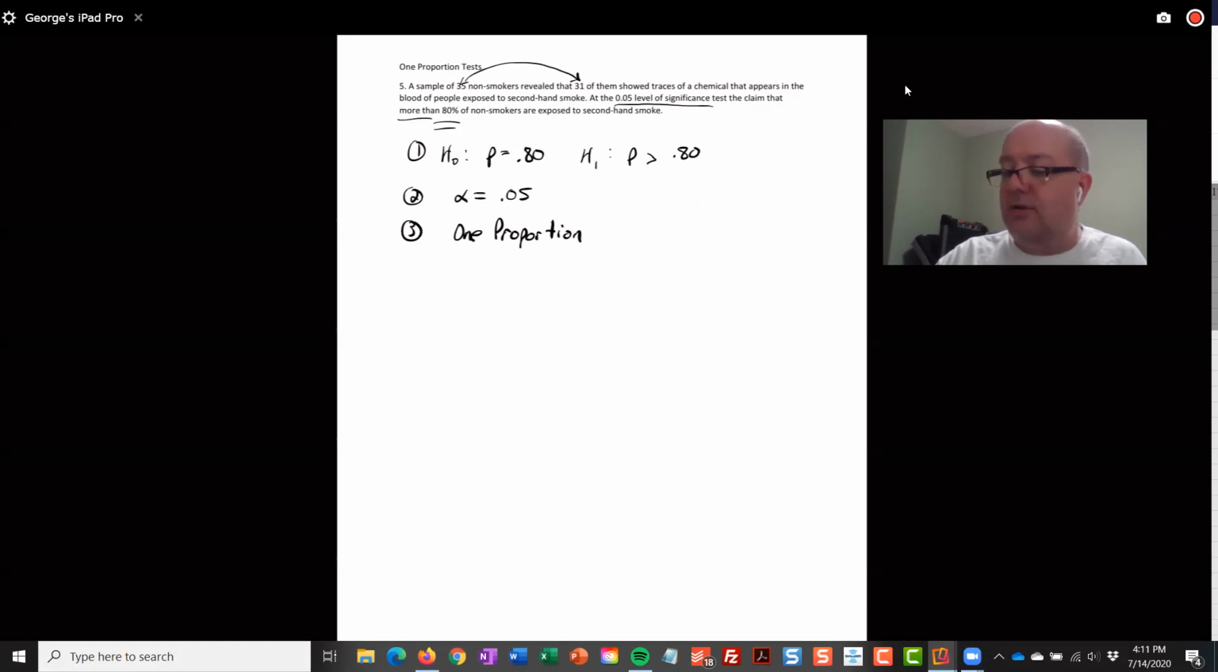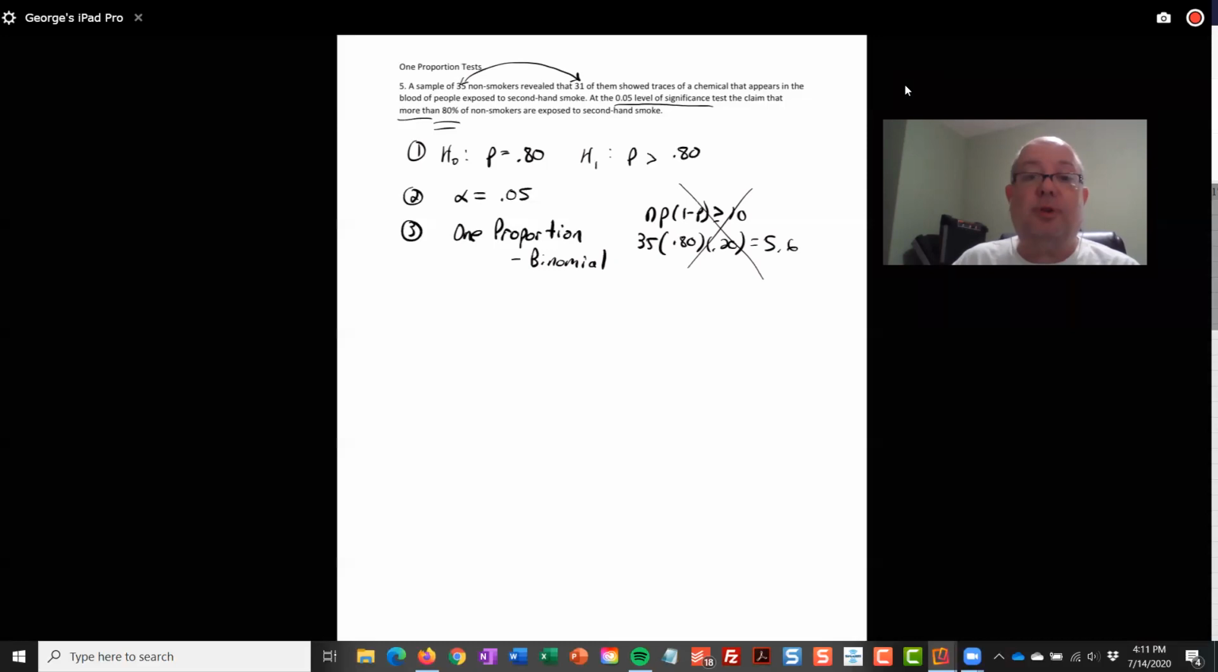But the one you really want to check is this one. N times P times 1 minus P has to be greater than or equal to 10. If it's not, then the sampling distribution does not follow the bell curve, and that means we can't use the normal distribution. N in this problem is the sample size. There were 35 non-smokers. P is the value from the null hypothesis, 0.80. 1 minus P, 1 minus 0.80 is 0.20. And when we multiply that out, we get 5.6. Since that is not greater than or equal to 10, we can't do it as a standard one proportion test. We'll have to use the binomial calculator.